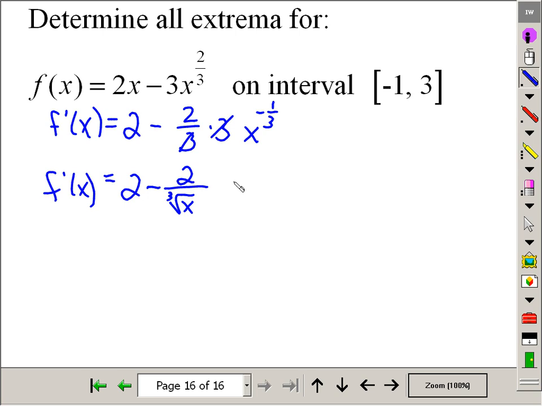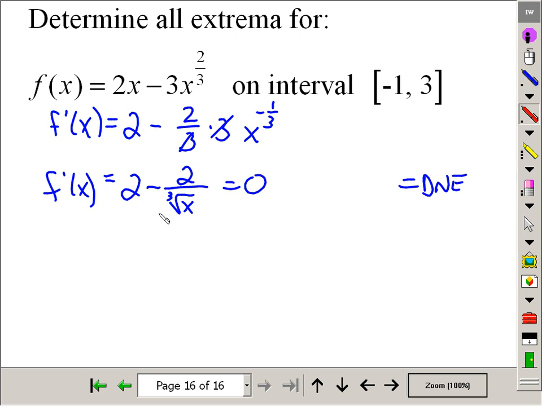Well, this one's a little bit different. We're going to set it again equal to 0. We're going to set it equal to DNE. This one, we have 2 on top. We have 2 on bottom. So this one, we will end up with a critical point.